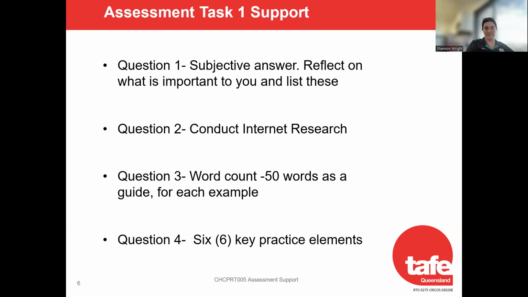Okay, question 1. I'll go through the questions just briefly, and then Shannon, if you have any questions on any of them, just shout out, take yourself off mute and have a chat. Question 1 will be a subjective answer. So you reflect on what's important to you and list these. They're all there, and then just put them in order. I would suggest writing them down on a piece of paper, read and reflect until you have your list, because it takes a while to get an understanding of what's really important to you.